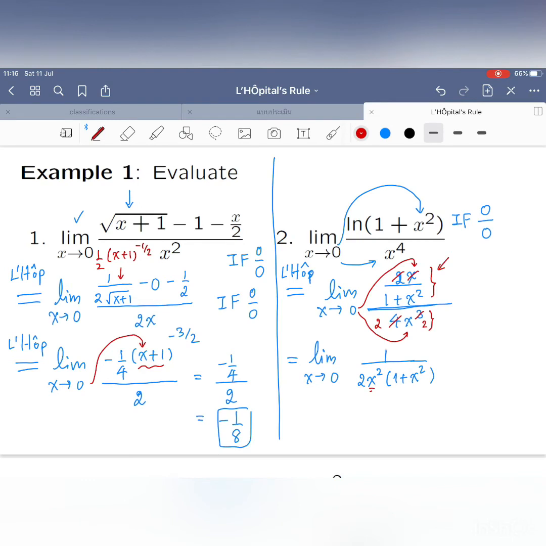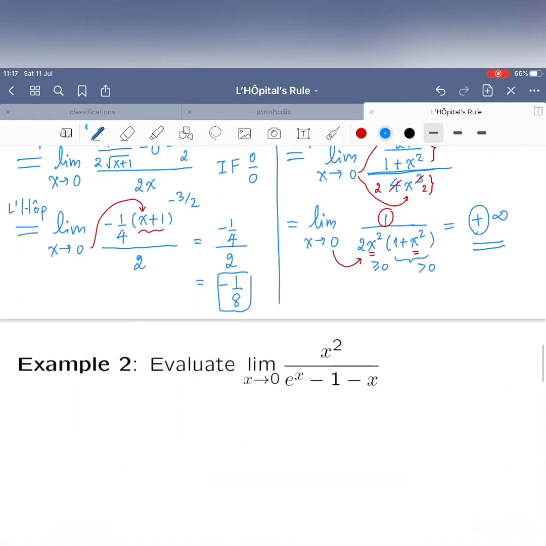And of course, the x depends on the bottom alone, and as your x goes to 0, the one on the bottom is getting smaller and smaller. However, the one on the top is fixed to be 1. So 1 divided by a very, very small number will go to positive infinity. We know that it's positive because your x squared is positive and your 1 plus x squared is strictly positive, right? So this limit is nothing but positive infinity, the limit of log of 1 plus x squared over x to the fourth as x goes to 0.